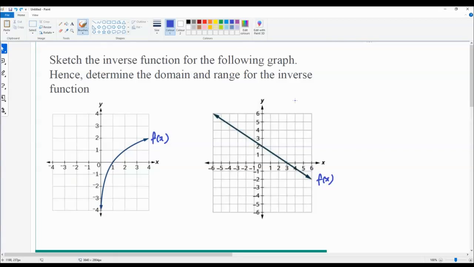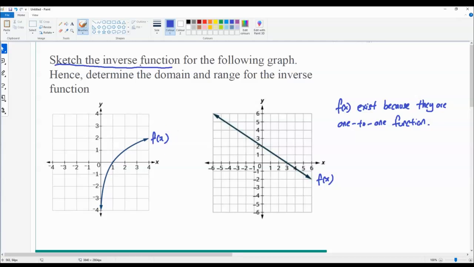maybe we can write a conclusion here. f inverse exists because they are 1 to 1 function. So we know that the inverse exists. So what's the question? The question wants us to sketch the inverse function. How to find the inverse function? Because I don't have the equation, right?